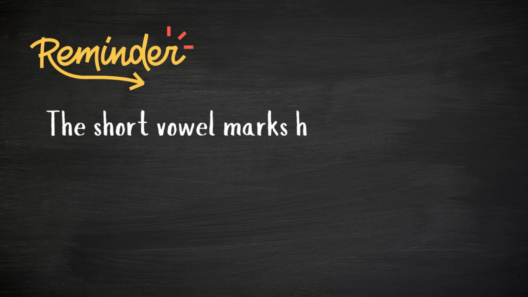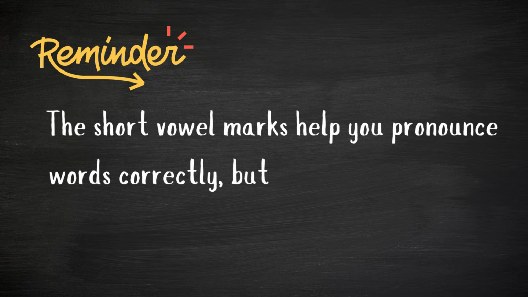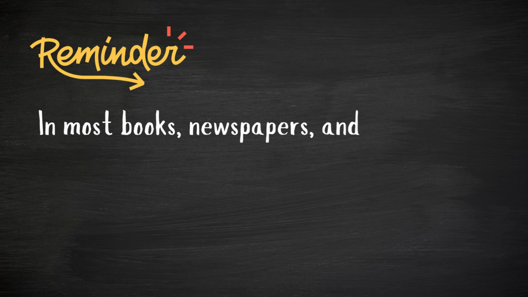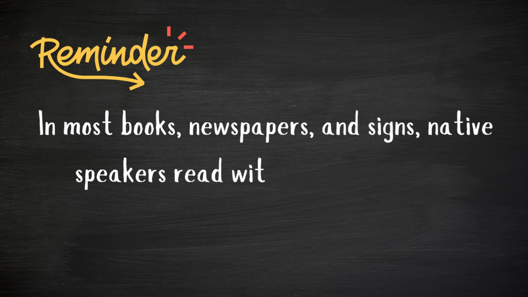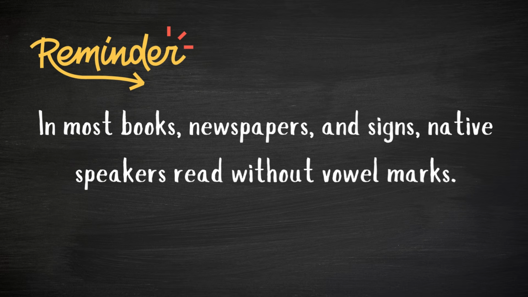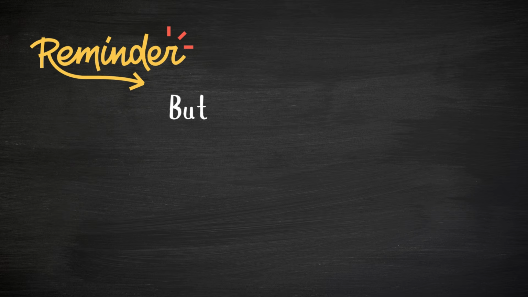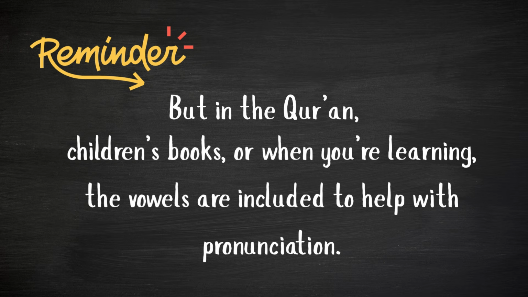The short vowel marks help you pronounce words correctly, but they are not always written in everyday Arabic. In most books, newspapers, and signs, native speakers read without vowel marks. They understand the words from context. But in the Quran, children's books, or when you're learning, the vowels are included to help with pronunciation. This writing style is called Modern Standard Arabic.